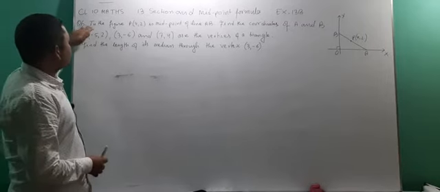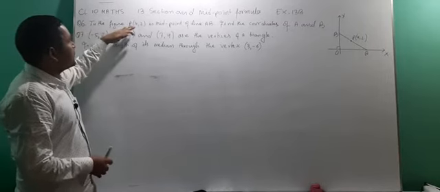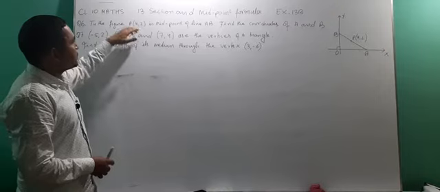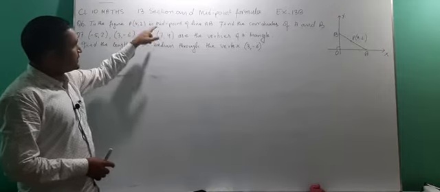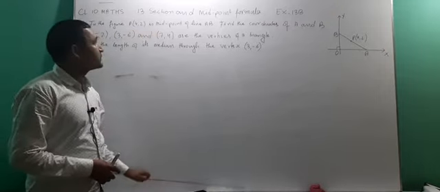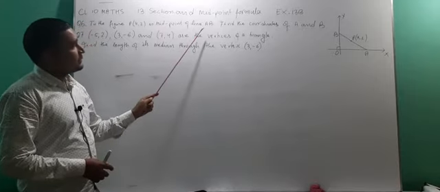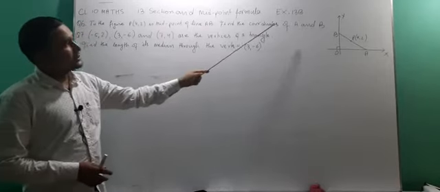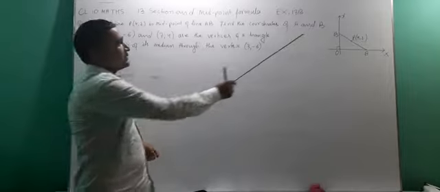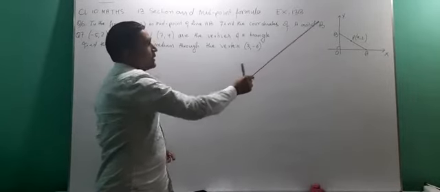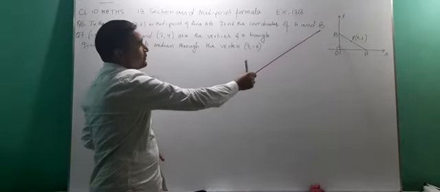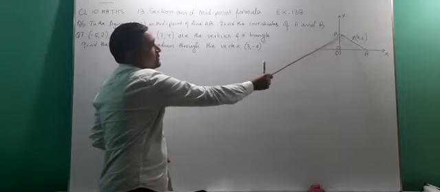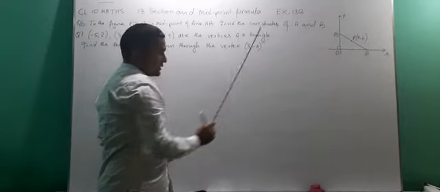In question number 6, in the given figure, P(4, 2) is the midpoint of line AB. Find the coordinates of A and B. This is the given figure, and this P is the midpoint of this AB. The question asks to find the coordinates of A and B.